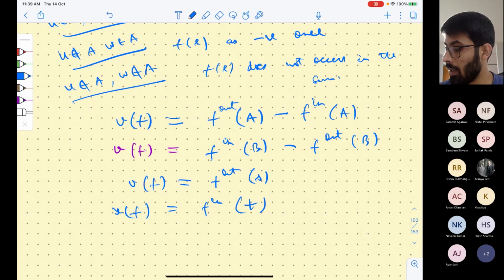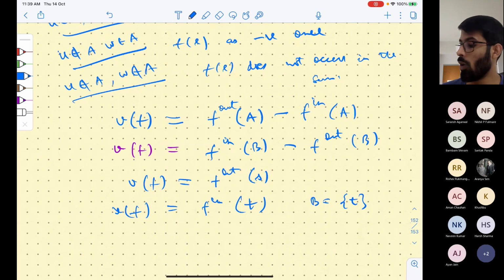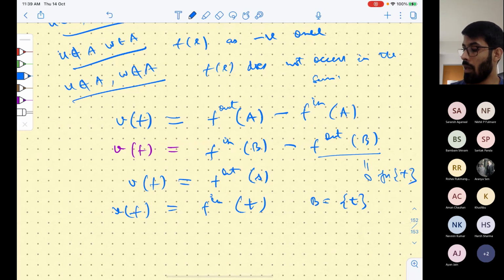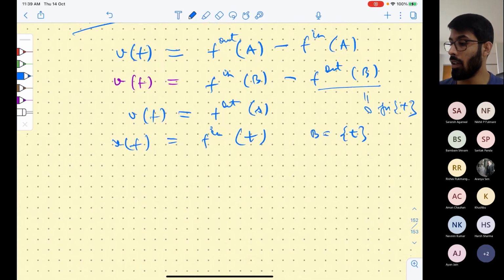Because here, if you put B equal to just T, then you will get this, because T now does not have any outgoing edges. So this will become 0 for T. And then you will have only this in part there. Good. So now we have shown this. Okay. Now we just need another lemma, and then we are good.